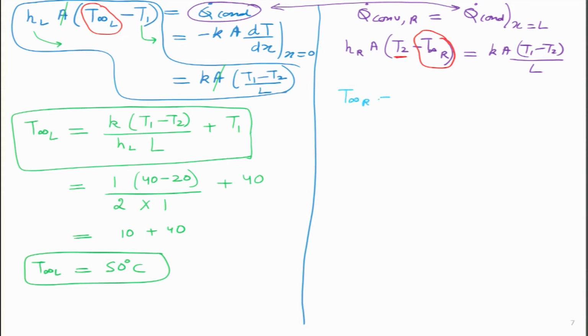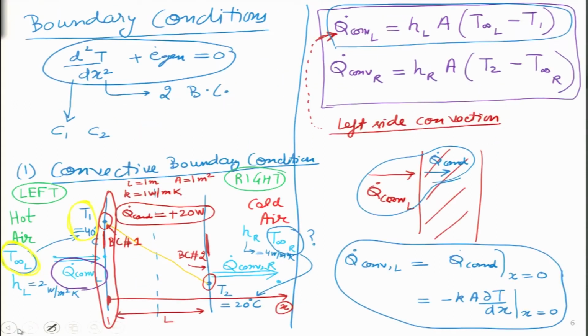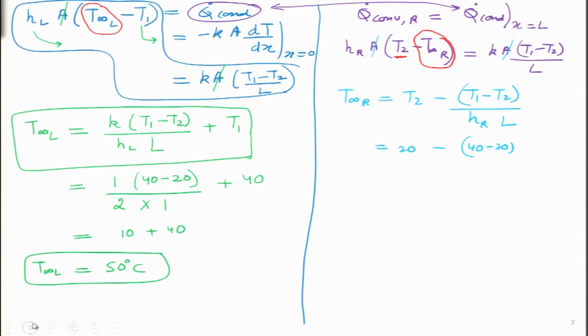So, for T infinity R, A will be cancelled over here, we do some substitutions and move some terms around, and what we end up getting is HRL, and we can plug in those numbers very quickly. This was 20, this is 40 minus 20. The HR value, if you go back over here, we have taken slightly different from the H left value, we have taken it as 4 into 1. So, you can see it will turn out to be 20, this thing will perhaps be 5, so we get 15 degrees, which means I can write T infinity R is 15 degrees.